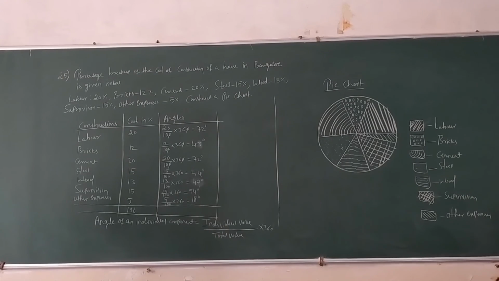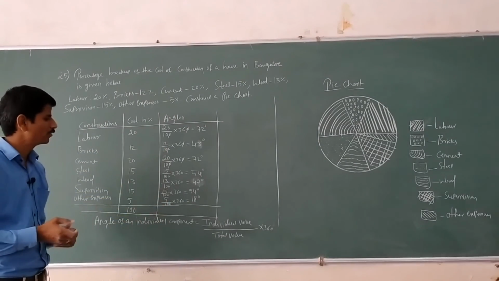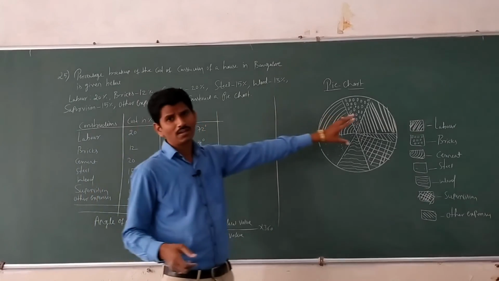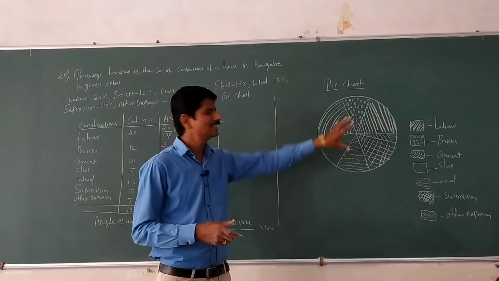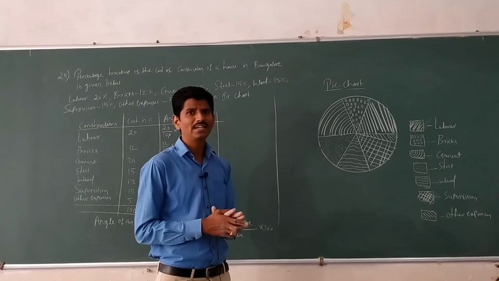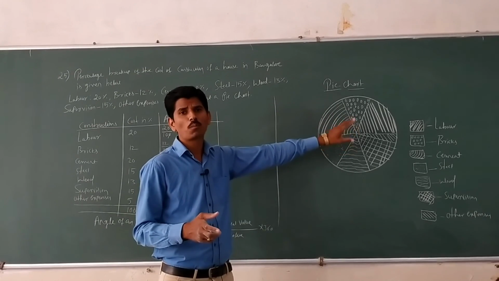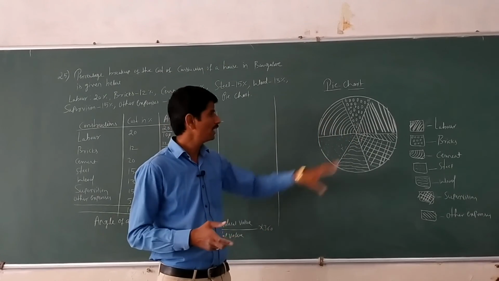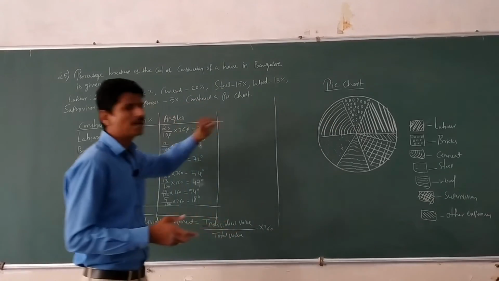First, we have to find the angles. The angle can be calculated as individual value divided by total value into 360. Next, we have to draw a circle, and the circle is divided into different sectors to represent its components. The area of the sector is proportional to the magnitude of the components. This is about the pie chart.